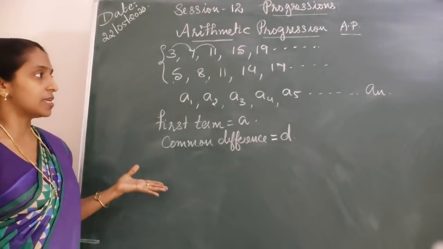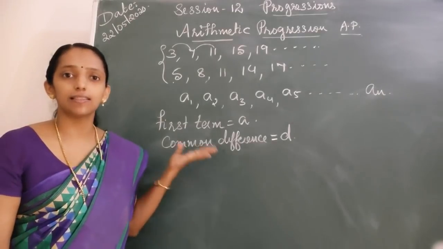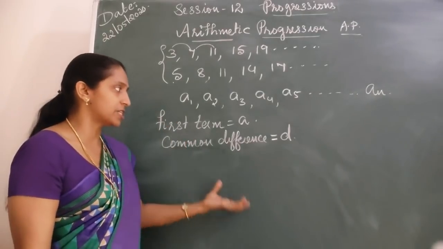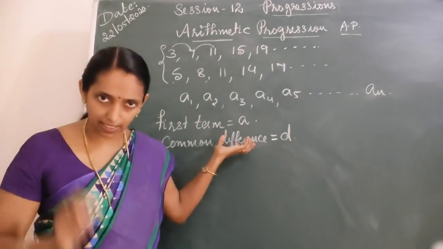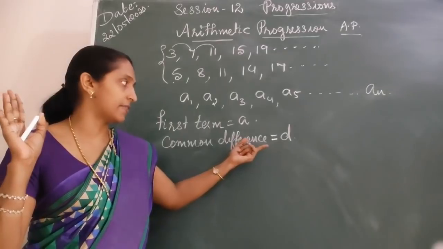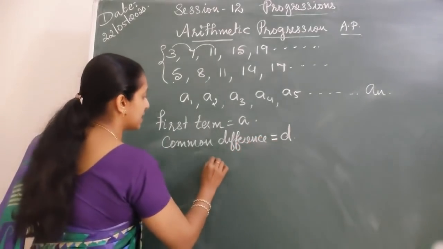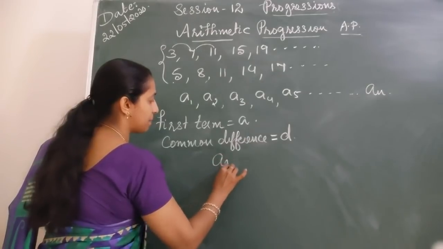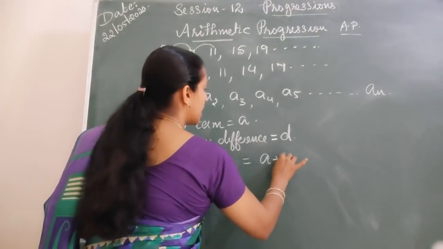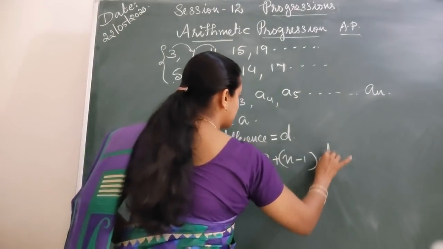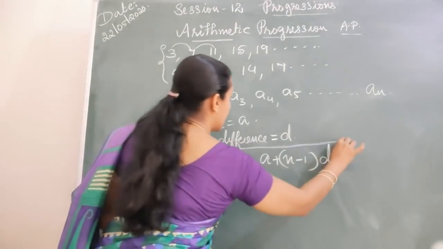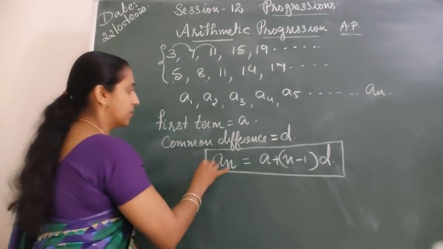And we are going to see a few formulae related to this sequence AP. The first formula is: if the first term of the AP is given as A and the common difference of the sequence is given as D, then the nth term of the AP, AN, is given by A plus n minus 1 into D.